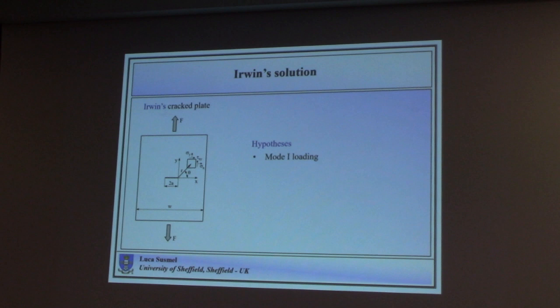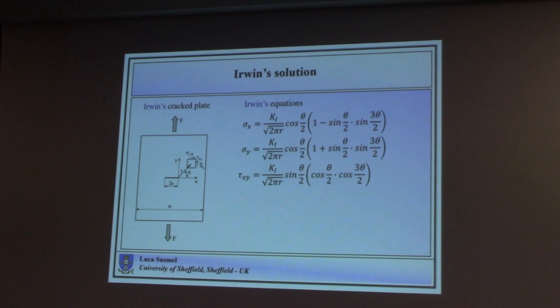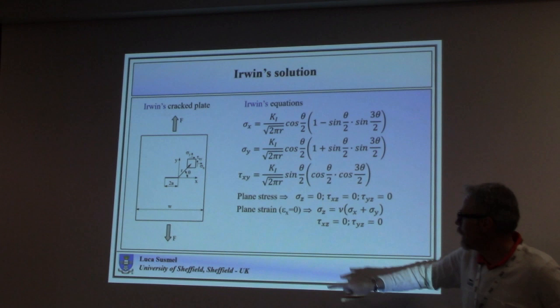Irwin's solution says that we are dealing with mode 1 loading. We are assuming that initially the gross stress, which is the force divided by the area where the crack is, but determined by disregarding the presence of the crack, is lower than 0.6 the yield stress if you are dealing with a conventional ductile material. And finally, if we are quite close to the tip of our crack. So if all these conditions are met, what we can say is that the stress field around the tip of our bidimensional crack is described via these formulas, where we also have the complete solution for the plane stress case and plane strain case.